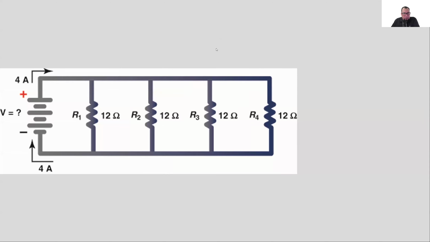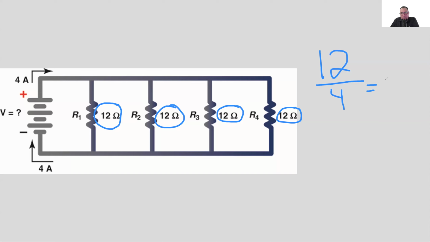This is a relatively easy one, because we kind of just figured this one out a little while ago. We have 4 resistors, and all the resistors are the same: 12, 12, 12, and 12. So what we can do is the trick, right? We can do 12 divided by 4, which will give us 3, which is our RT, sorry, RT equals 3 ohms.